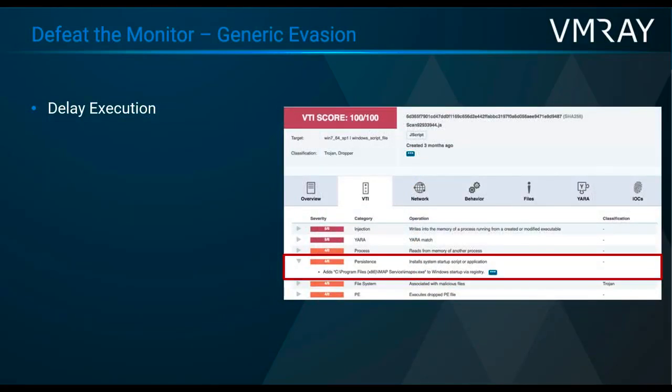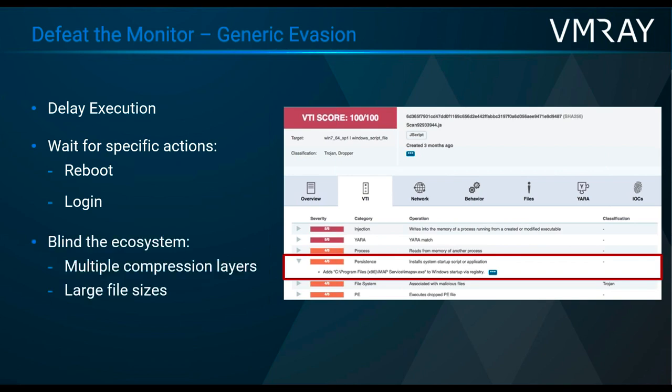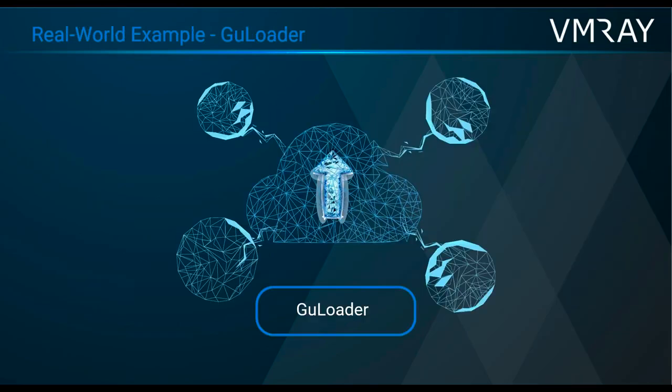Other more generic ways malware can avoid detection is to delay its execution. So it waits for specific actions to occur, as well as looking for a reboot or a login. Or it can also blind the ecosystem by using multiple compression layers or large file sizes. And now we're going to go back to Bootloader for the different techniques it uses to defeat sandboxes.